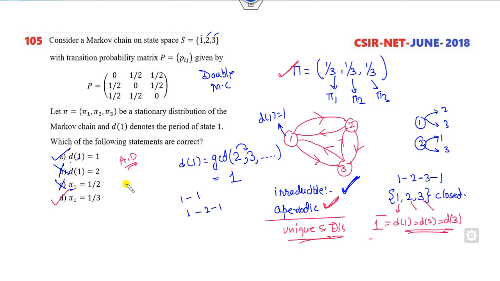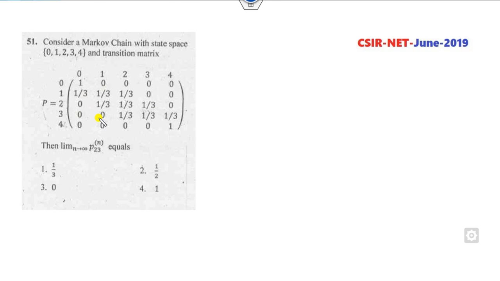And here, look at this. It clearly says that the column sum is not 1, so it is not a stationary distribution. Now you can check the limiting probability. This will be 0 when it is transient. As I discussed in the shortcut tricks, 3 is my transient.